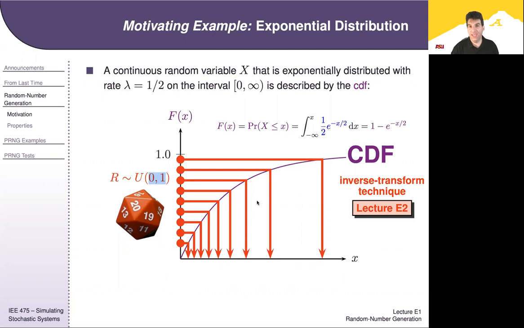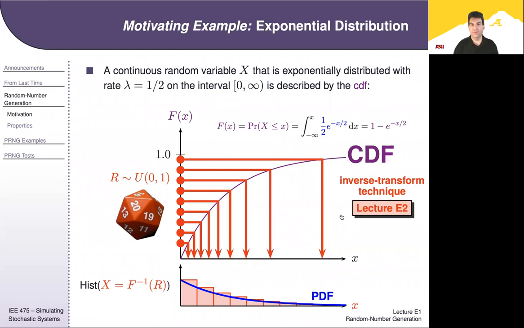And so uniformity on the y-axis turns into exponential distribution on the x-axis. That's something we're going to learn about in lecture E2. If we have a source of uniform variability between 0 and 1, a so-called random number generator (a random number is just another name for a random variable that is uniformly distributed between 0 and 1), then we can use it to generate an exponential distribution.